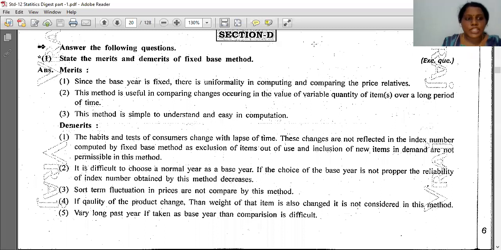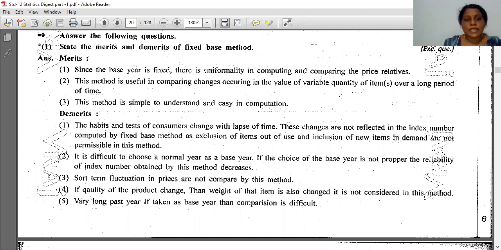Now we will see section D, first question. State the merits and demerits of fixed base method. What are the merits or demerits? Or you can say advantages or disadvantages, or you can say advantages or limitations, anything you can say. So merits and demerits. First is merit.